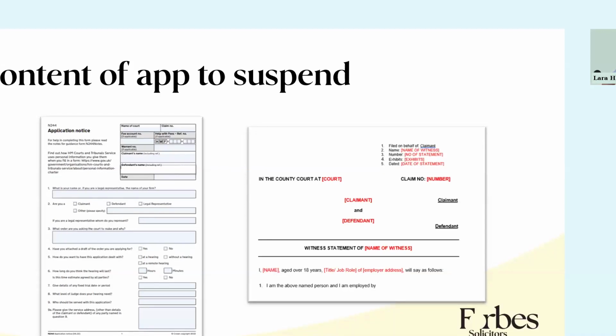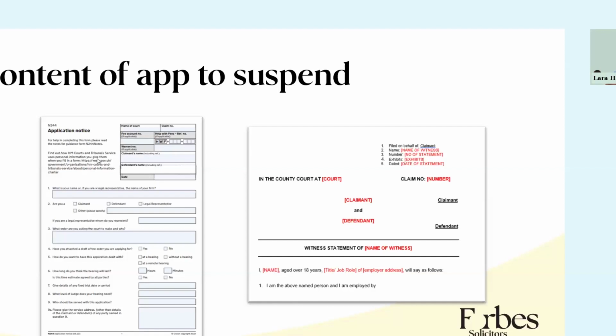The N244 form is available on the gov.uk website along with guidance notes as to how to complete it. So if you're asked where this can be found on behalf of a tenant, you can refer them to the website, and it does have guidance notes for them. Or they can contact the court, who will be able to provide a paper copy.